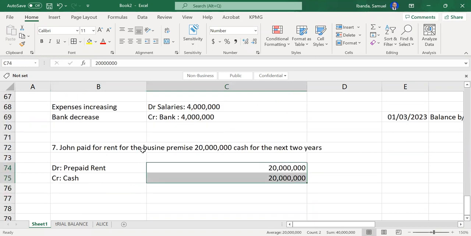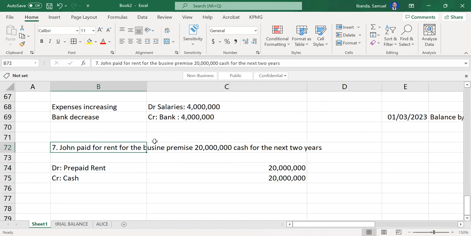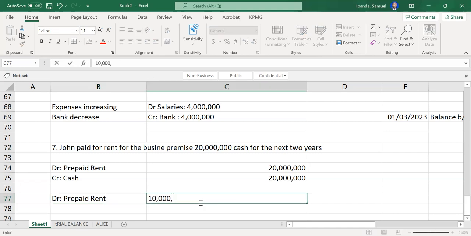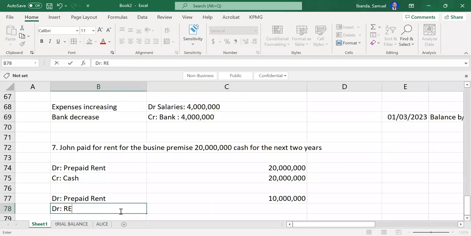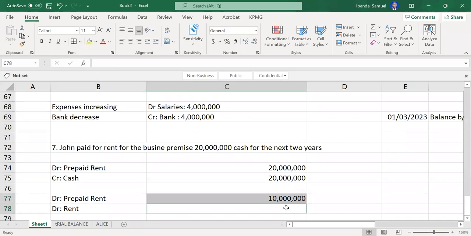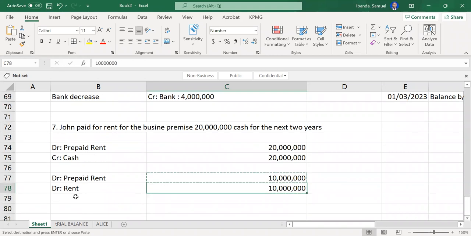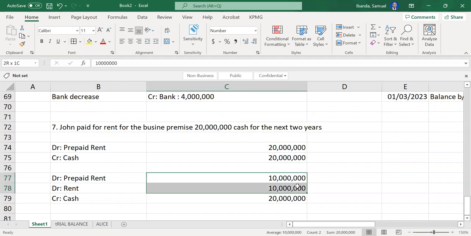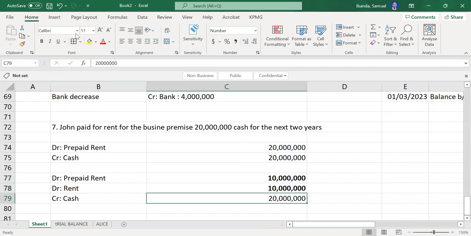Now, just in case some of the rent you have paid relates to the period you're in, for example, of the 20 million, 10 million relates to this year and 10 million relates to the next year, you distribute your amount. You have a portion that will go to prepaid rent, and let's say that will be the 10 million. Then you have another portion that will go to the rent account, which is the expense. And then you finally credit your mode of payment, which is cash, with 20 million. So at the end of the day, you have had a debit of 20 million distributed and a credit of 20 million. Basically you've written the amount in full right there. So that is what happens.